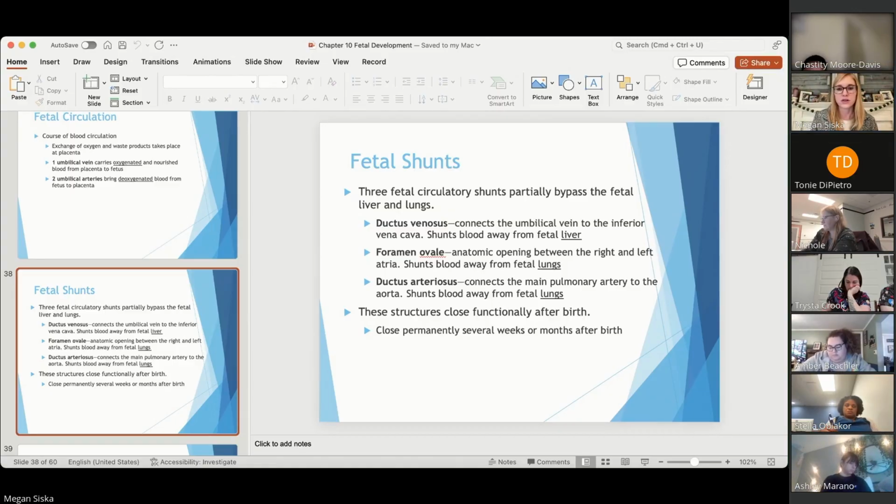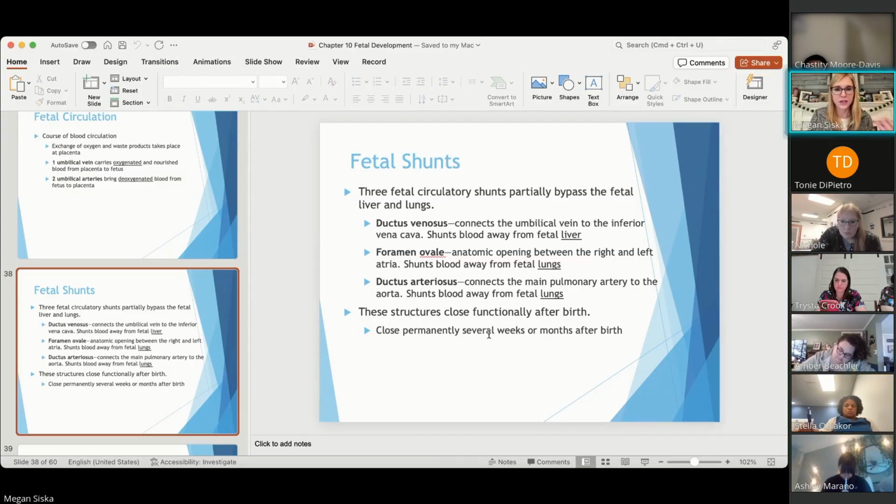The ductus arteriosus is the last shunt. It connects the main pulmonary artery to the aorta, and it also shunts some blood away from the fetal lungs. So both the foramen ovale and the ductus arteriosus shunt blood away from the lungs. So a little bit of that blood goes to the lungs to keep them alive, but most of that oxygenated blood, we want it to go to the most important parts. So the heart is important, the brain is important, and then just like the rest of the baby's body. So the ductus arteriosus helps get the rest of that oxygenated blood to the rest of the baby.